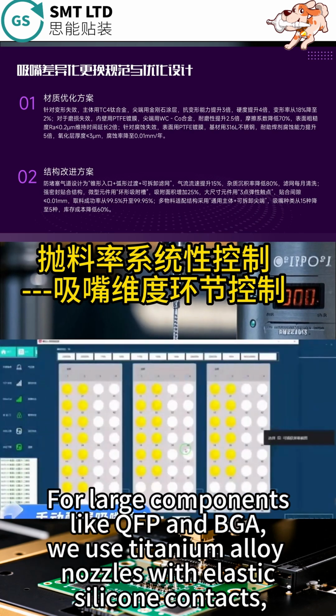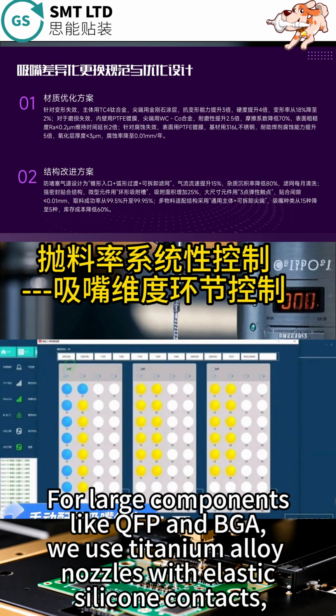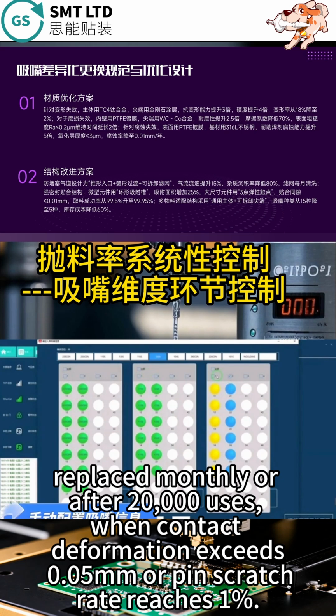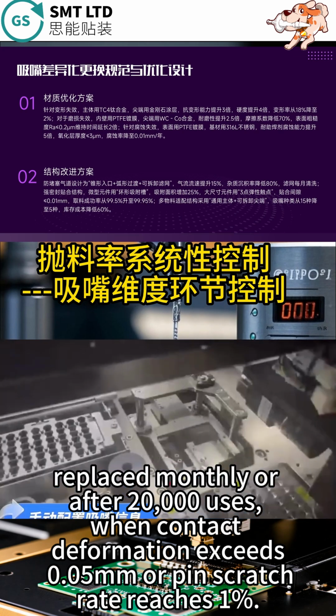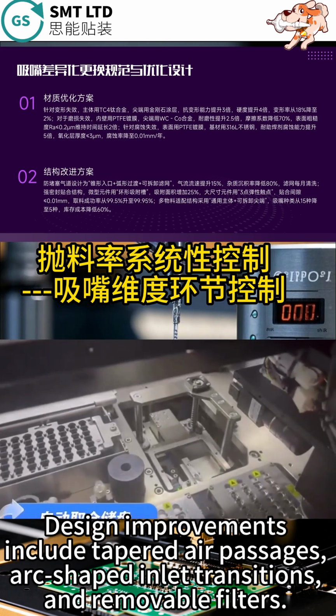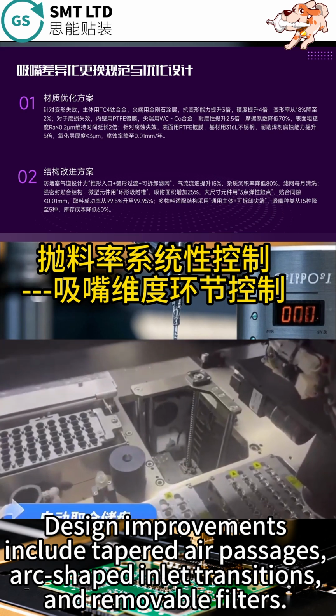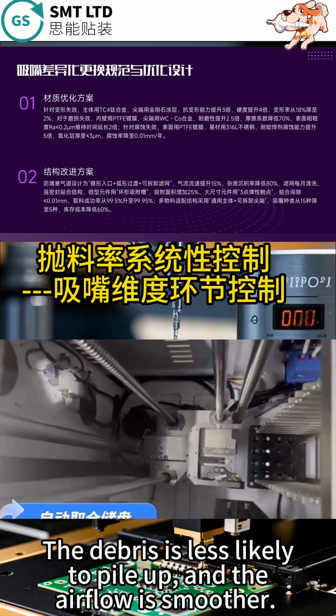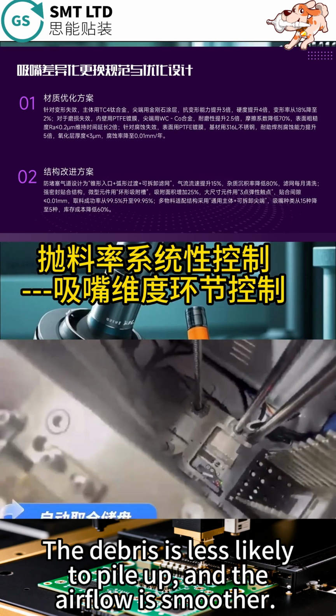For large components like QFP and BGA, we use titanium alloy nozzles with elastic silicone contacts. Replace monthly or after 20,000 uses, when contact deformation exceeds 0.05 mm or pin squash rate reaches 1%. Design improvements include taper air passages, R-shaped smooth transitions, and removable filters. The debris is less likely to pile up, and the airflow is smoother.